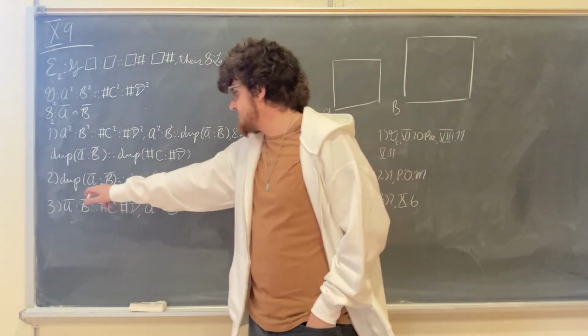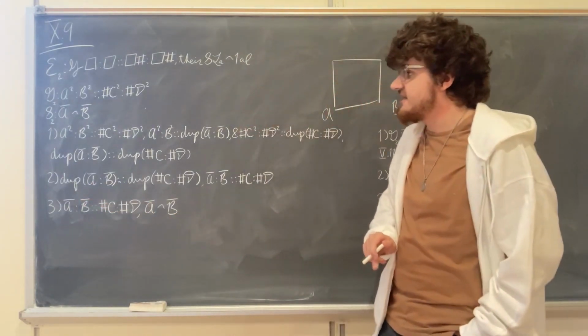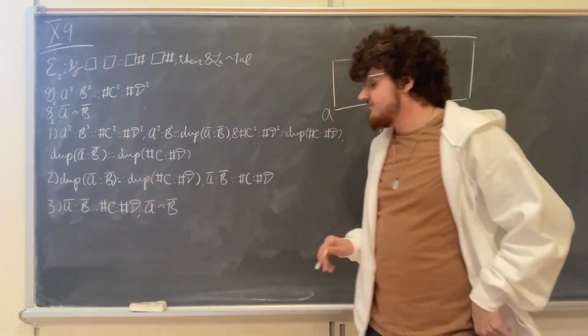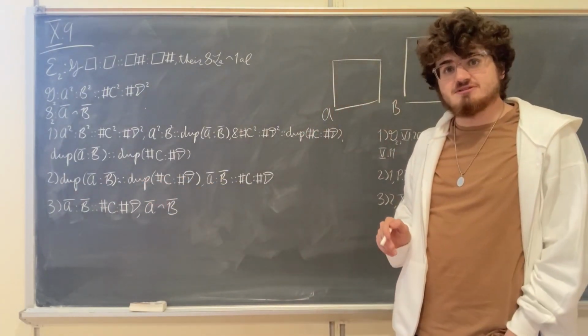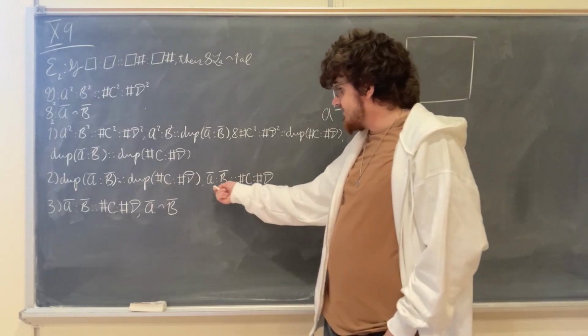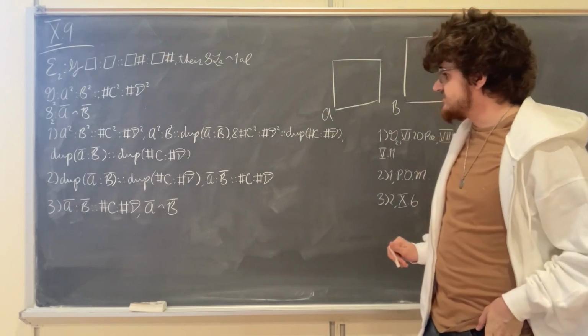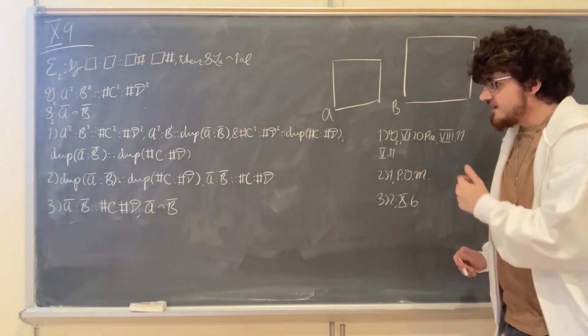So because the duplicate of the ratio which the line A has to the line B is the same as the duplicate of that ratio which the number C has to the number D, we can then say that the line A is to the line B, just as the number C is to the number D.